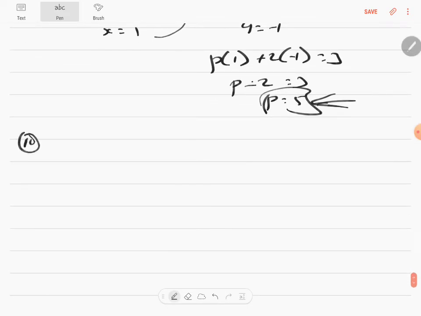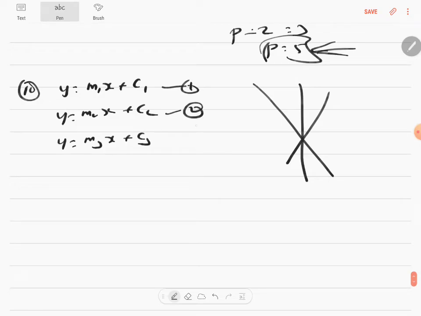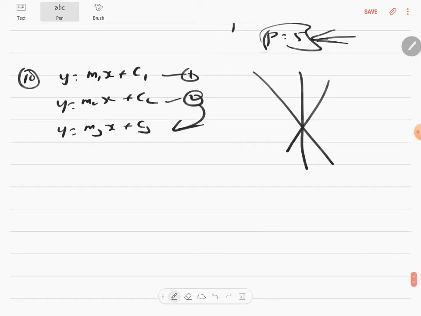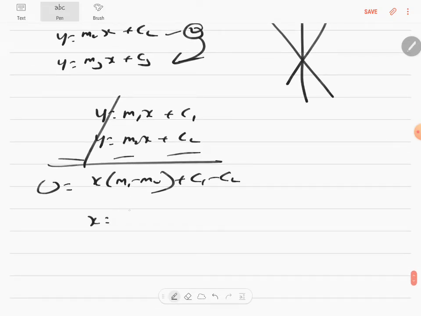10th question. If 3 lines such as y is equal to m1x plus c1, y is equal to m2x plus c2, y is equal to m3x plus c3 are concurrent lines intersecting at one point. You can solve 1 and 2, get x and y, substitute in the third to prove whatever they ask you to prove. Y is equal to m1x plus c1, y is equal to m2x plus c2. To solve this, y will get cancelled. Get x into m1 minus m2 plus c1 minus c2 is equal to 0. So x therefore is c2 minus c1 by m1 minus m2 if you take it to the other side. Once you get x, you can substitute and get the value of y.